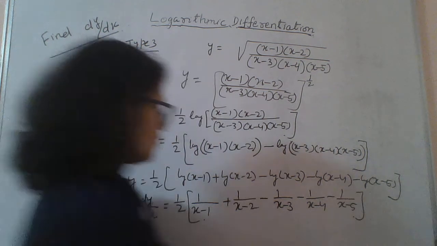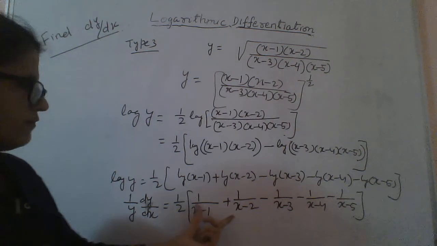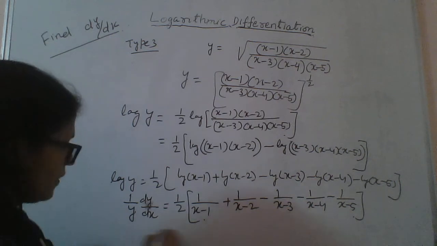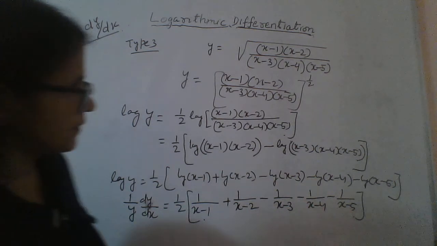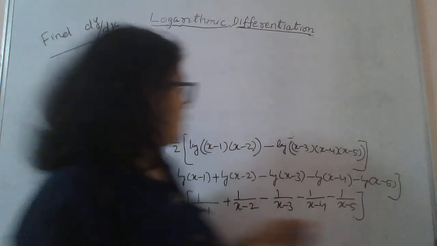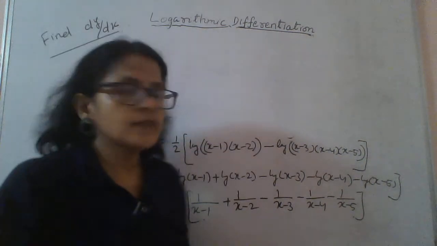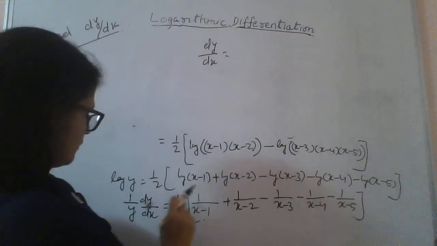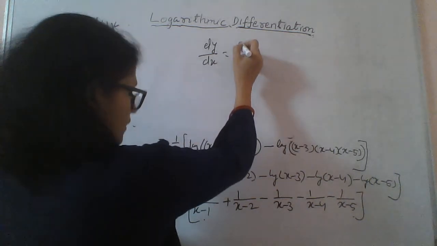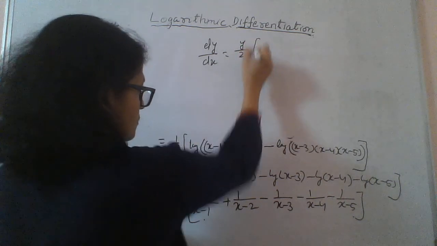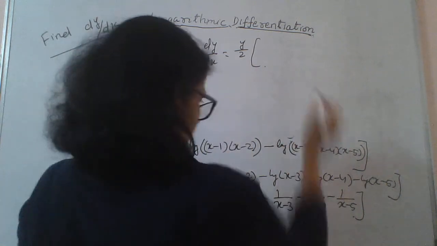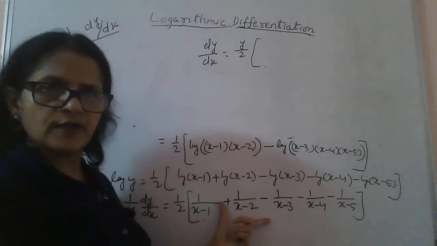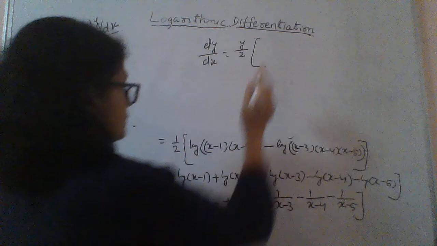Okay, so 1 by y of this. If you want to simplify this, so dy by dx, just let me write it here. So dy by dx is what? dy by dx is y into this. So it is y by 2. Now if you want, you can write the 1, 2, 3, 4, 5 factors. If you want to split it, it's fine. Otherwise you can just write like this.